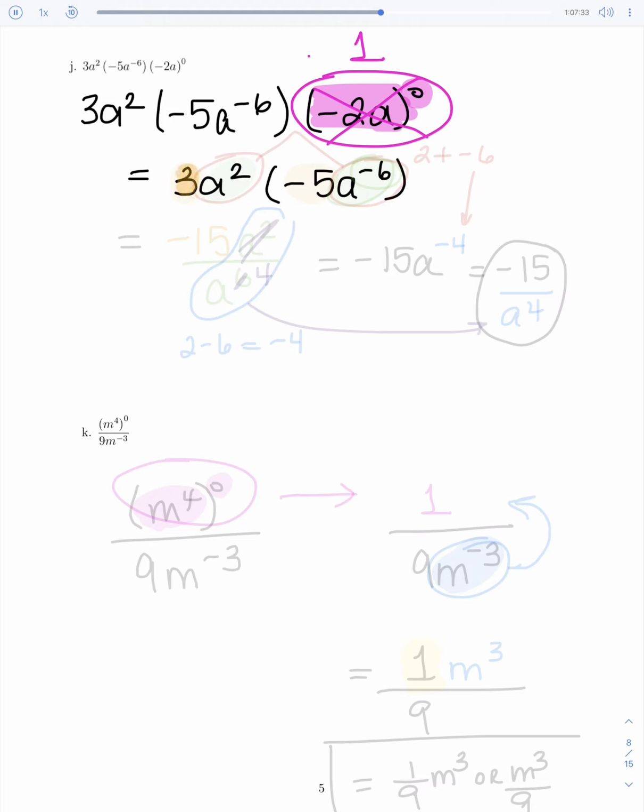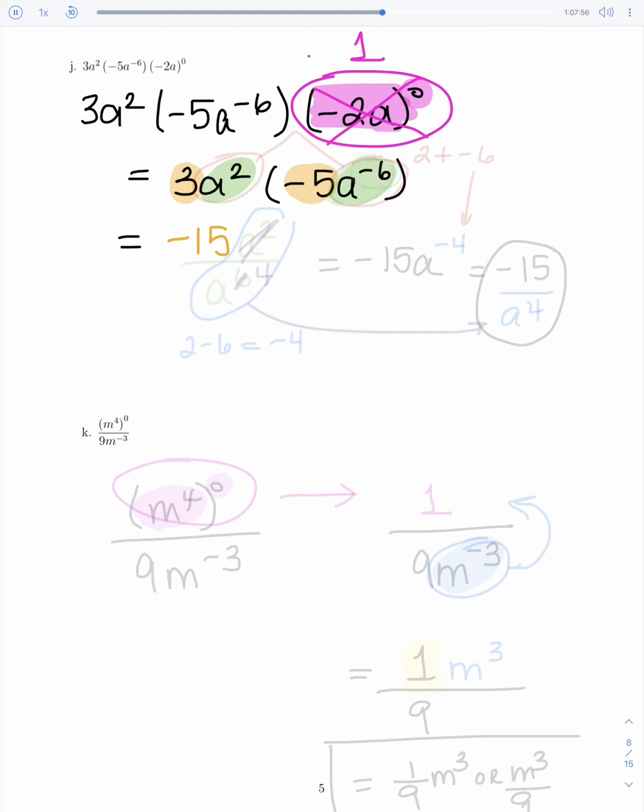Then we're just multiplying regular numbers because there's no exponents. We've got a 3 times a negative 5. Well, 3 times a negative 5 is negative 15. Okay, what else do I have? I have some a's in here. I have an a squared and an a to the negative 6.